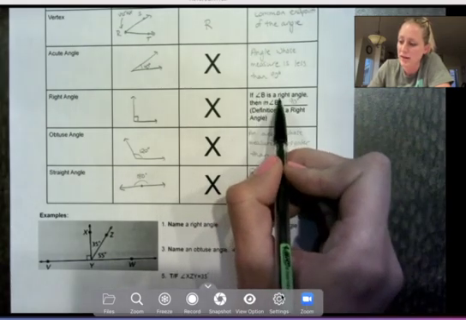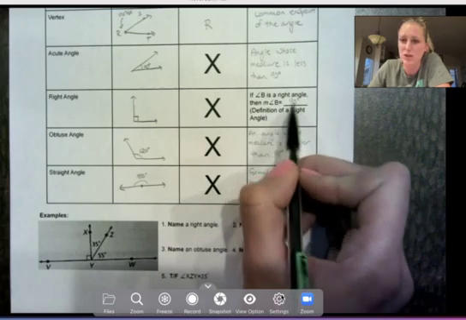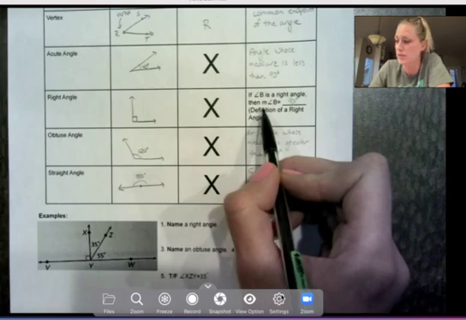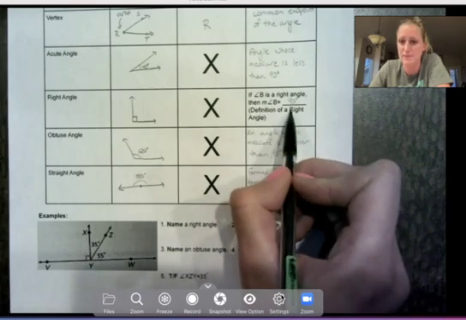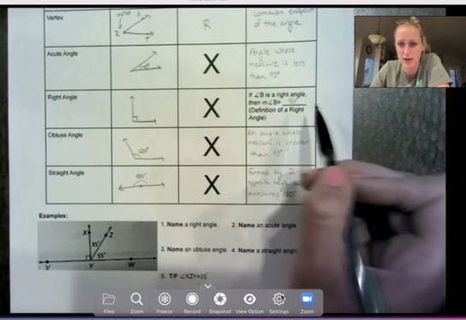If angle B is a right angle, and then we put this little M in front with the equal sign whenever we're actually giving a measurement for it. So the M actually means measure. So we read that, measure of angle B equals 90. So if angle B is a right angle, then the measure of angle B is 90 degrees, okay?